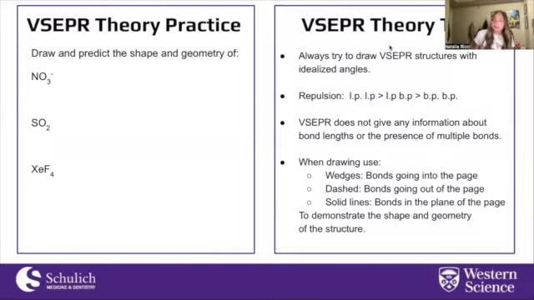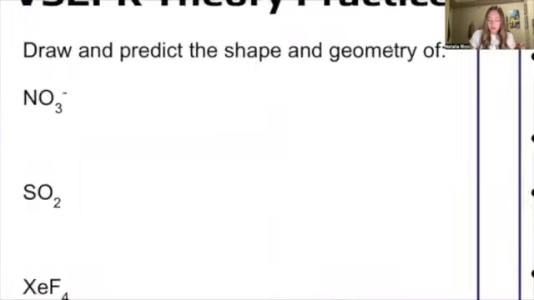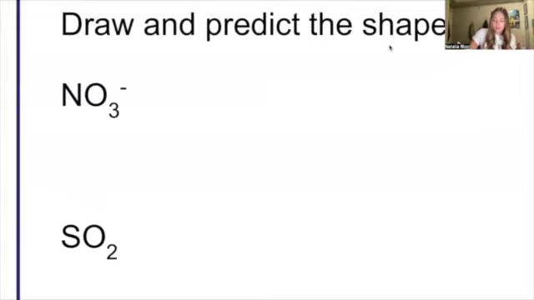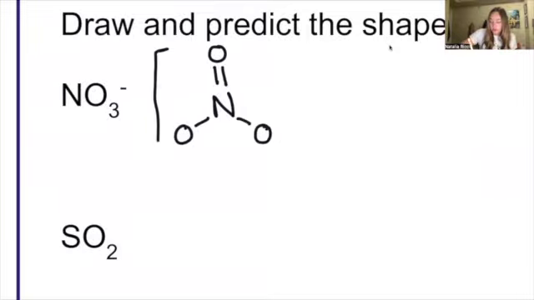So let's do some practice. I'm going to zoom in to make it easier to draw. We're going to start with our central atom, which is N. Now, I'm going to draw it with Lewis first, just so you can see a variation of Lewis. I'm not drawing the lone pairs on the oxygens, but anyway.